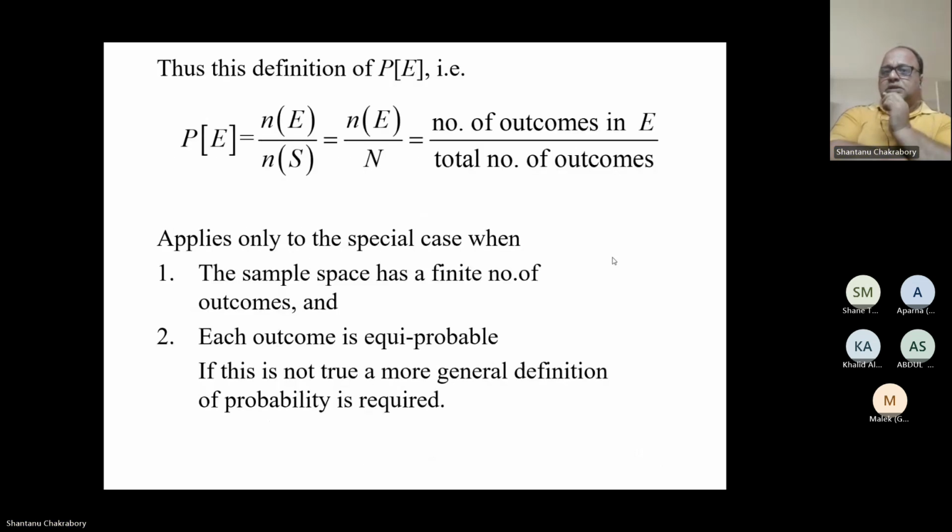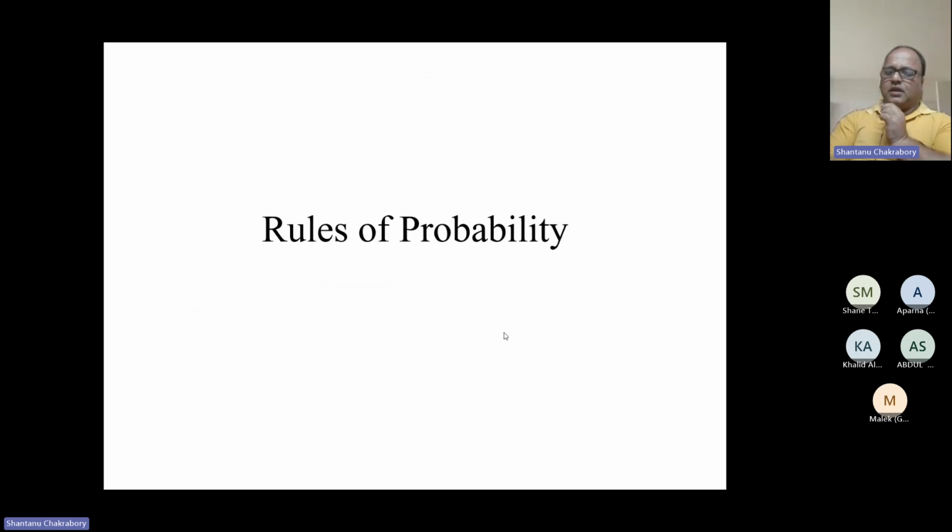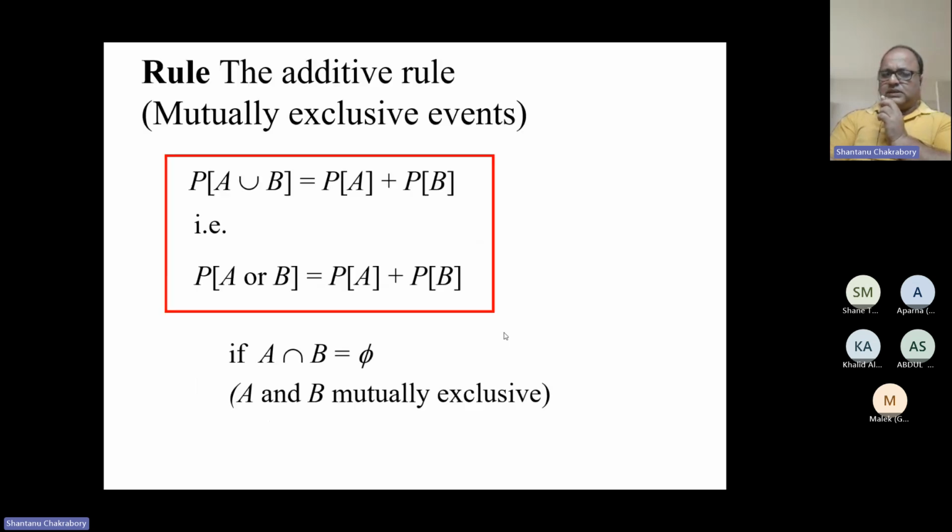Now, this is the definition of probability: the number of outcomes in the event space divided by the total number of outcomes. There are a number of examples that we can quote in this regard. Then there must be some rules for applying probability. So what are the rules that we apply for doing probability?